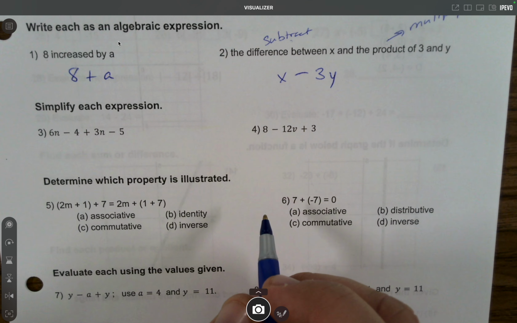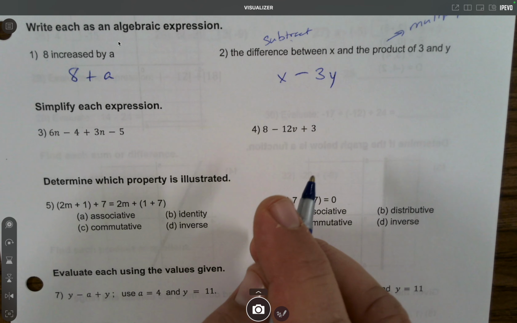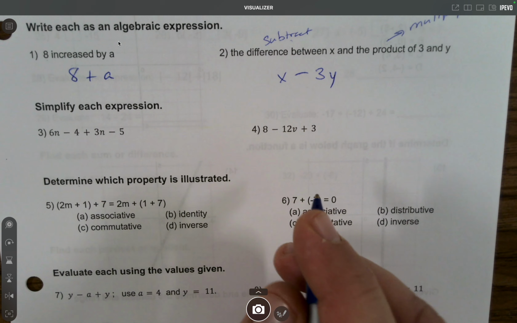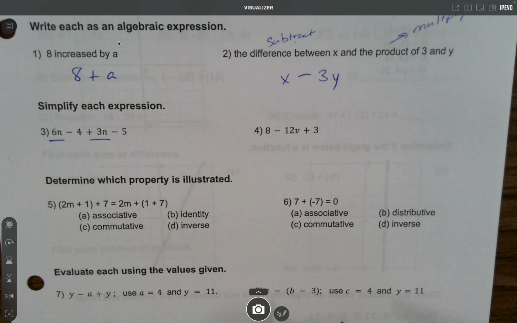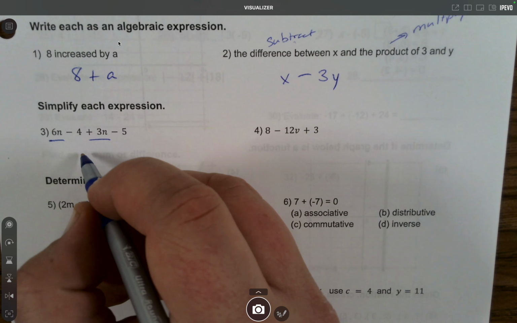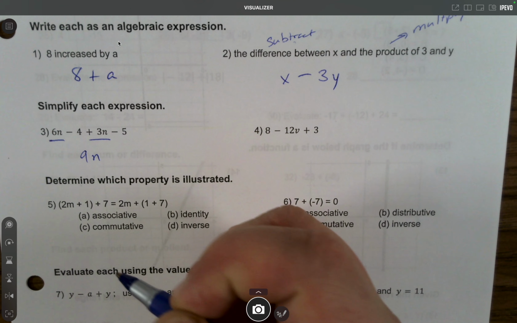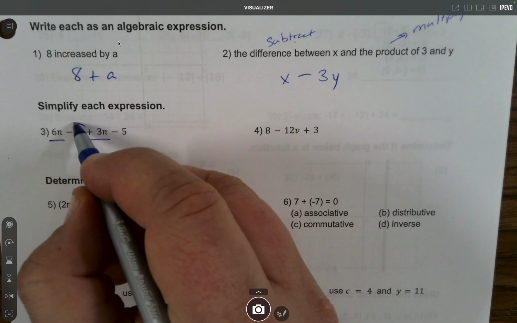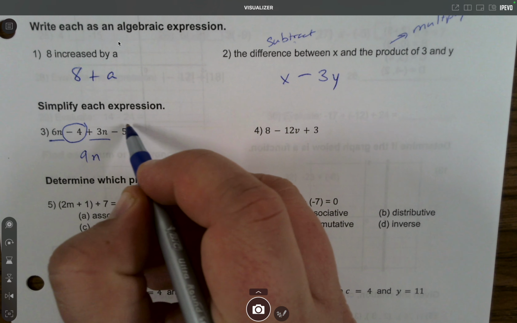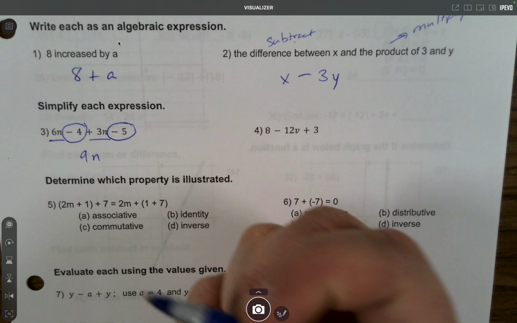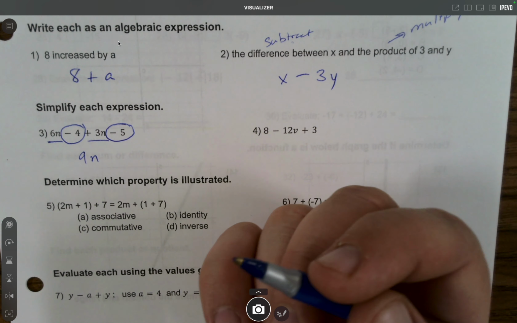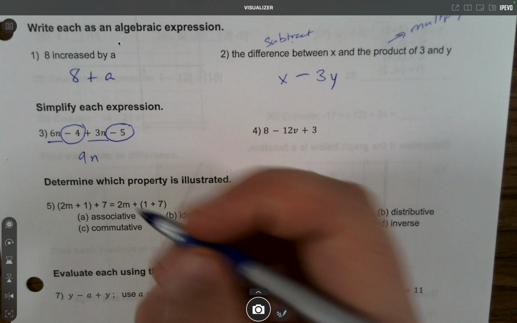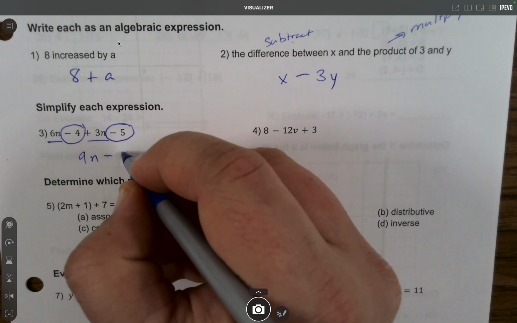Okay, when you're simplifying, looking at number 3, it's important to make sure you know what are like terms. 6n and 3n are like terms because they both have an n. So 6 plus 3 is 9n. Then we have these two constants. We treat this as a -4 and a -5. So you can either think of this as -4 minus 5 or -4 plus a -5. Either way, the result is a -9.